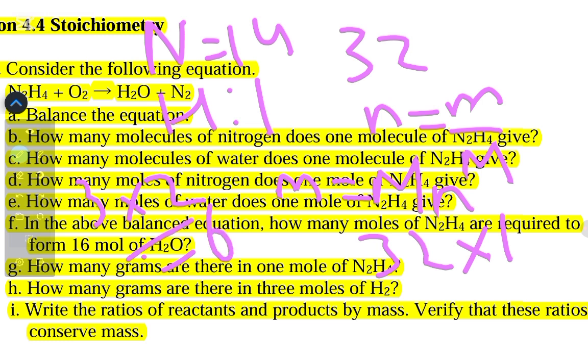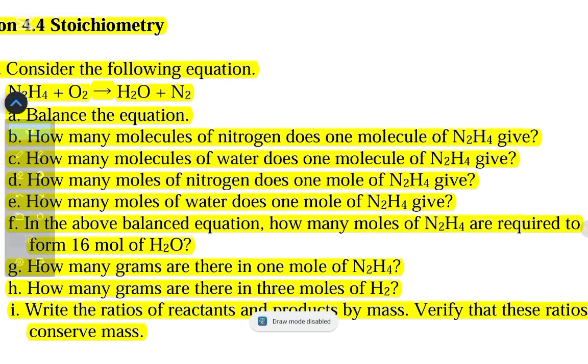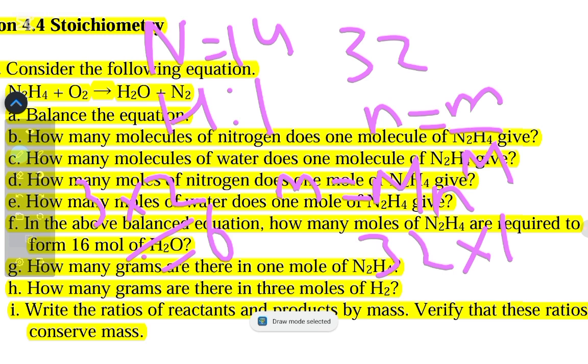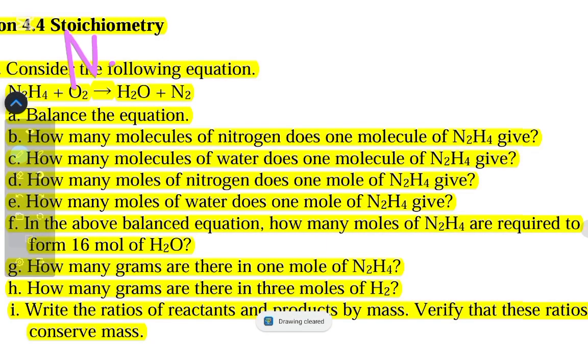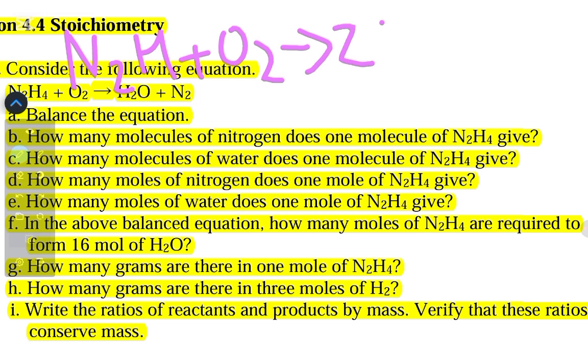Write the ratios of reactants and products by mass. Verify that these ratios conserve mass. We found 32 for N2H4 and O2. I'm going to start from scratch here. N2H4 plus O2 gives you 2H2O plus N2. For N2H4, we found it to be 32 for 1 mole.